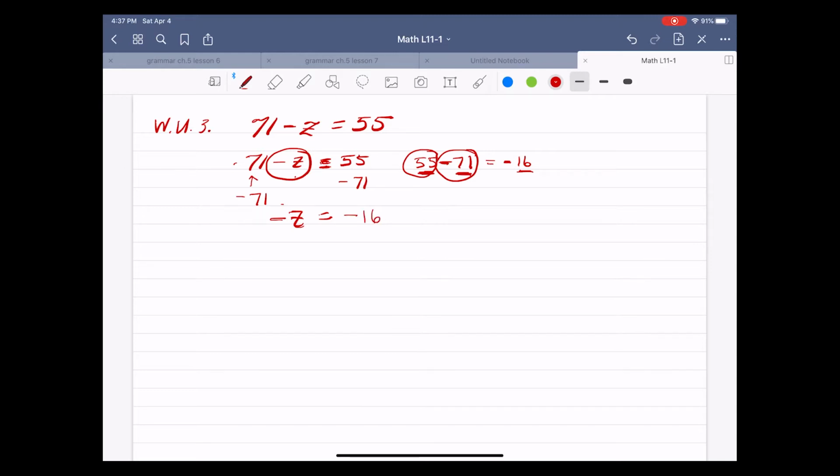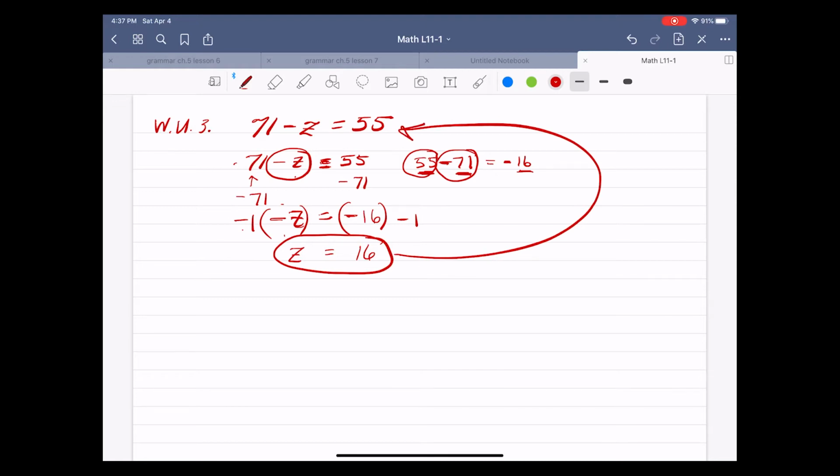Now to get rid of the negative sign, I can simply multiply both sides of my equation by a negative 1. Negative 1 times negative z, 1 times z is z, negative times a negative makes it a positive. Negative 16 times a negative 1, 16 times 1 is 16. Negative times a negative is positive. z equals 16. And then we can go up here and check. Is it true? 71 minus z equals 55. Yes, it is.